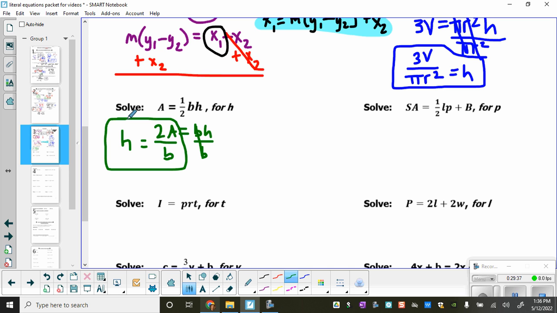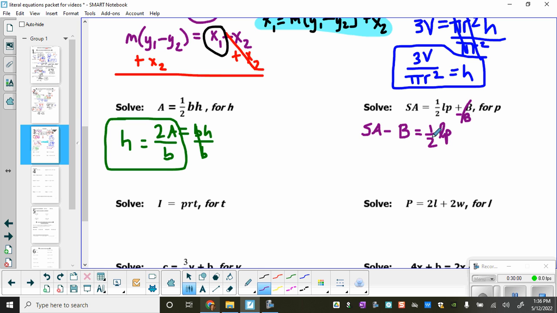All right, now for this one, if we're trying to solve for the letter p, I've got the surface area. And what I'm going to do is minus b from both sides. And that's going to cancel out. And on this side, the best I can do is say surface area minus base. And over here, I'd have half LP left over.